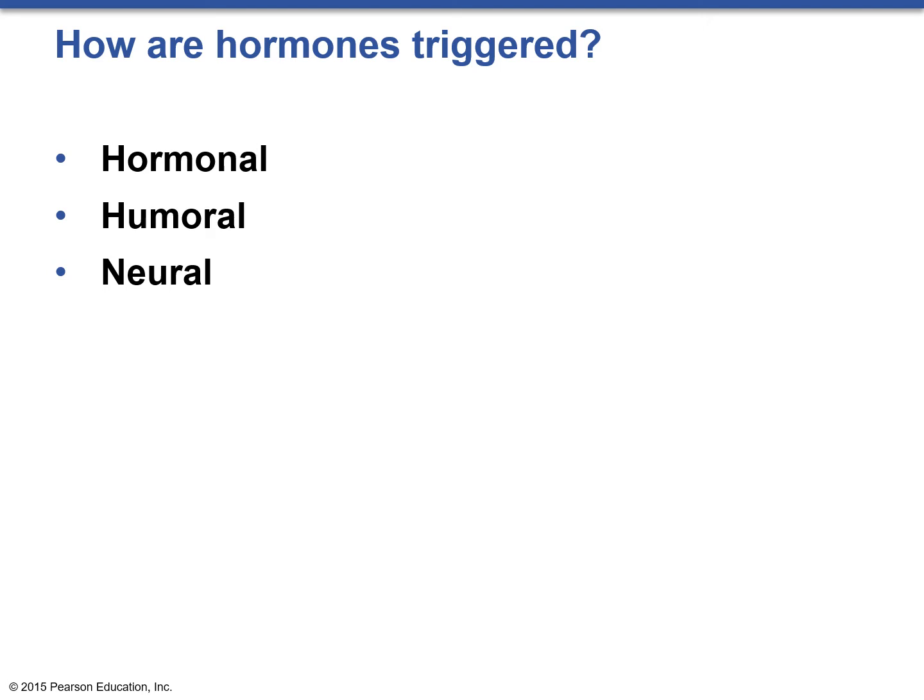The final way hormones can be triggered is neural. Here, nerve impulses stimulate hormone release. This is generally sympathetic regulated. An example of this would be, of course, epinephrine. If you have a sympathetic nervous system response, your fight or flight engages, your body will neurologically activate the adrenal medulla to produce adrenaline, epinephrine.